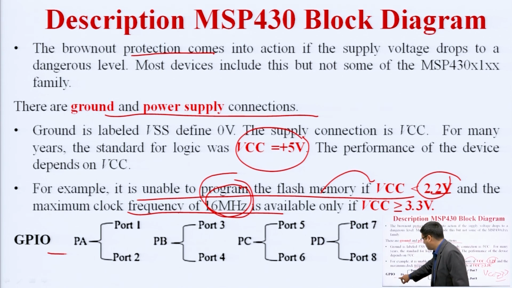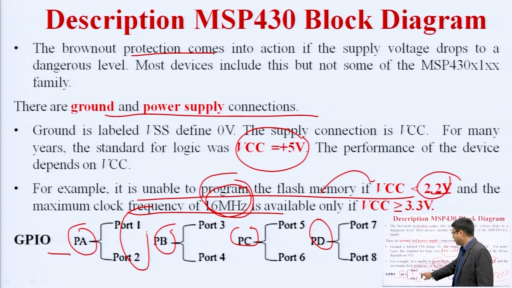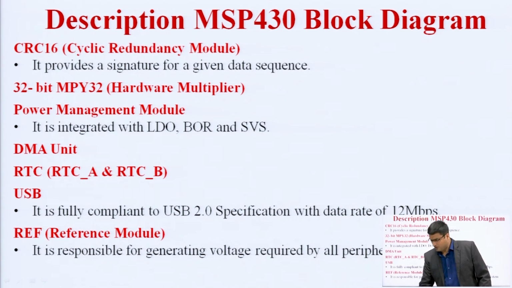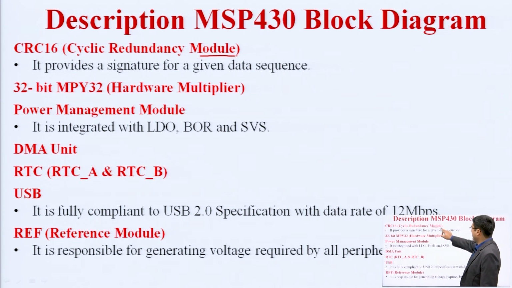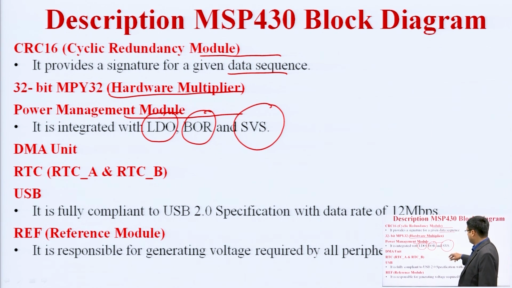It has a GPIO unit with 4 ports: port A, port B, port C, port D. Each port is further divided into 2, so the total ports are 1 to 8. There is a cyclic redundancy check module, which provides a signature. We have already seen that. A hardware multiplier is available. A power management module is available through the LDO, low dropout voltage regulator, brownout reset circuit, and supply voltage supervisor.